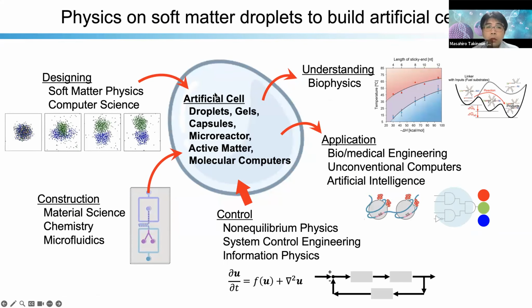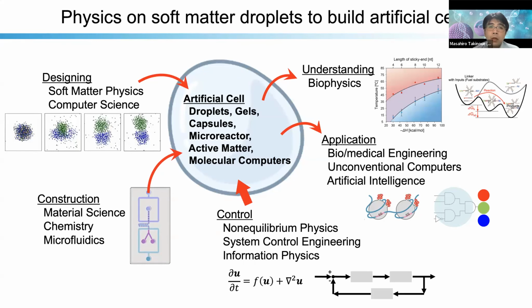From this viewpoint, our group is seeking the physics of soft matter droplets to build artificial cells. It consists of maybe five parts. The first is the design, construction, understanding, and control of the system, and then the application of the artificial cell system to actual applications, some kind of engineering.